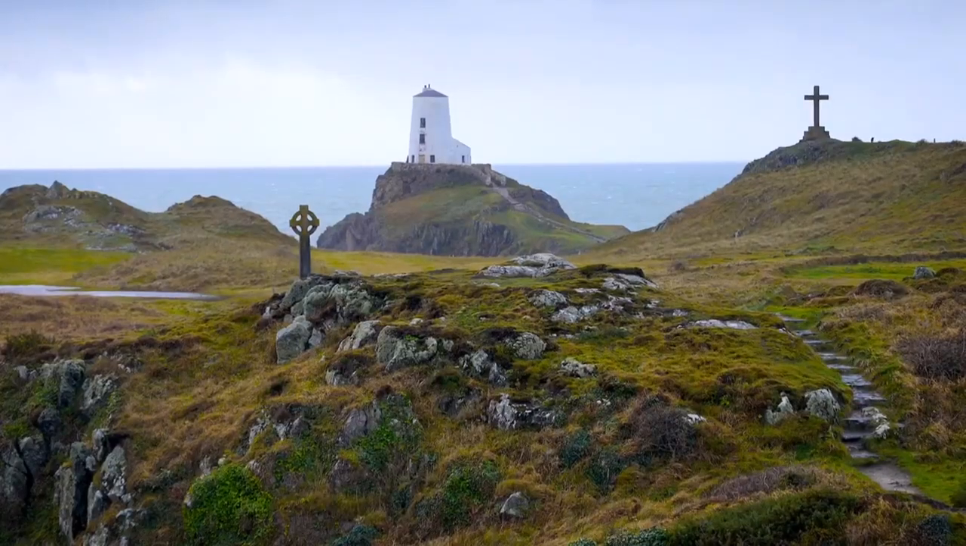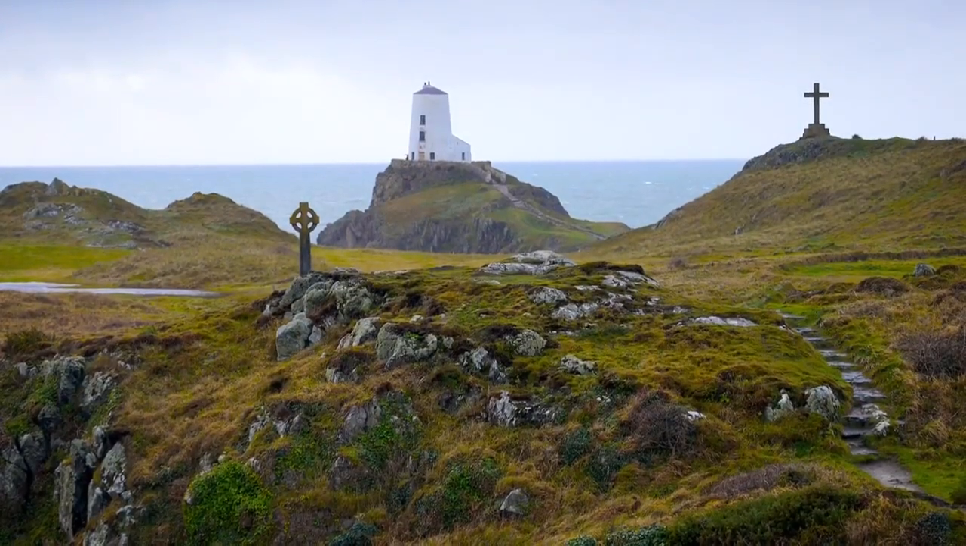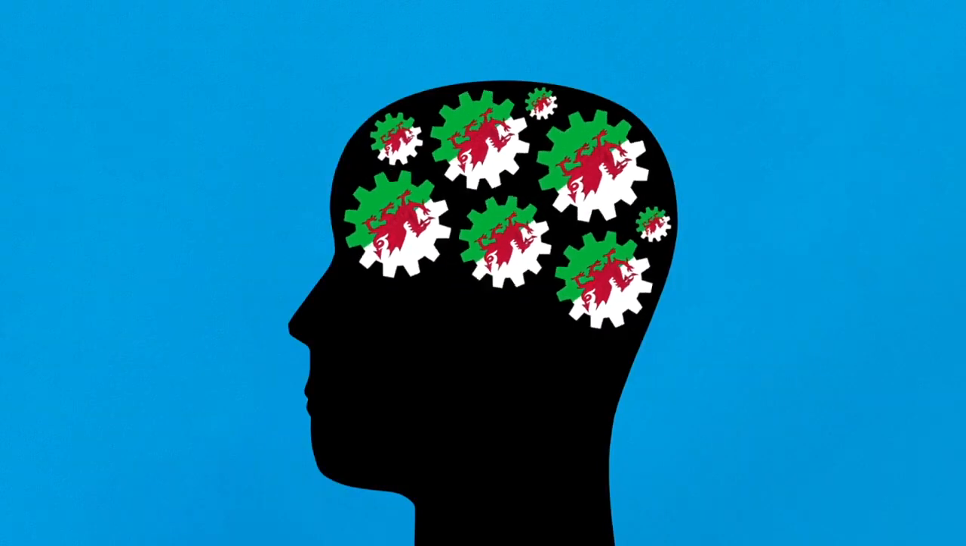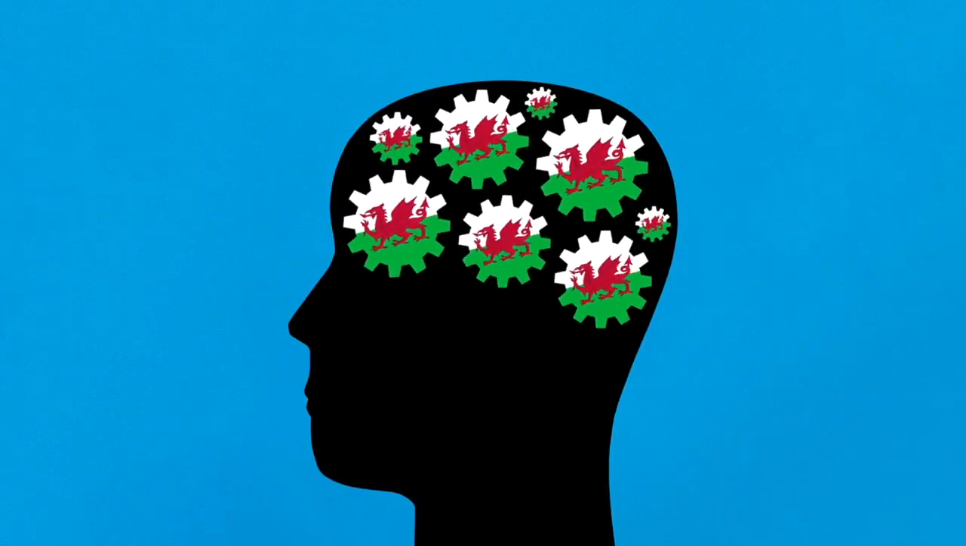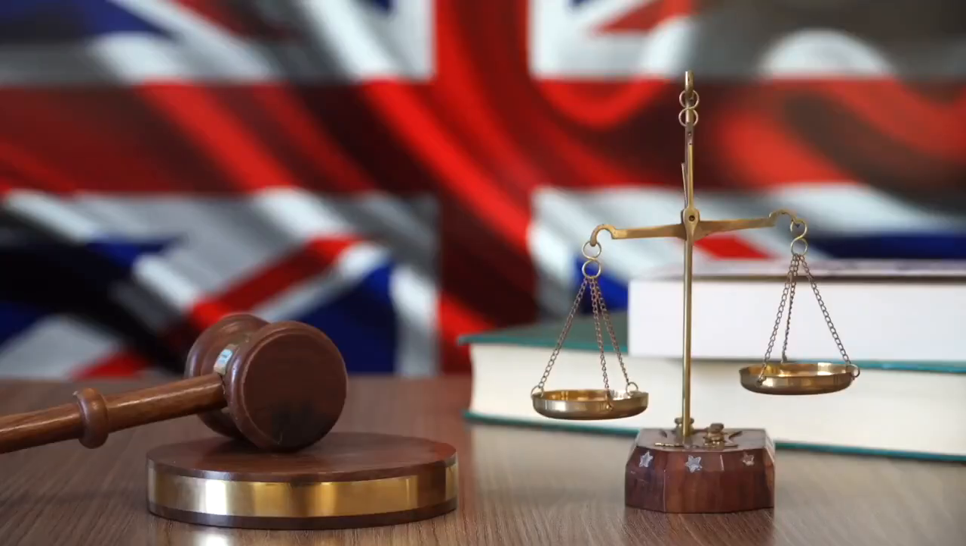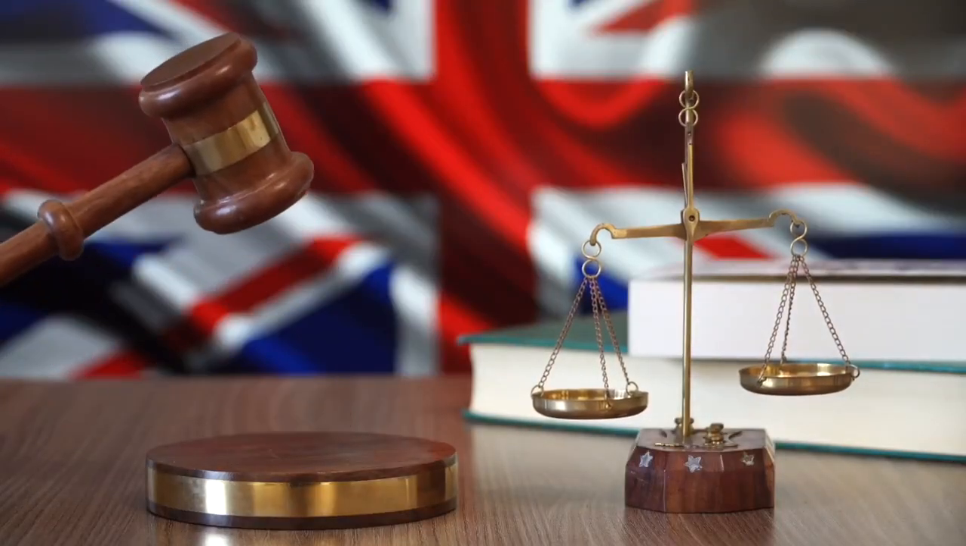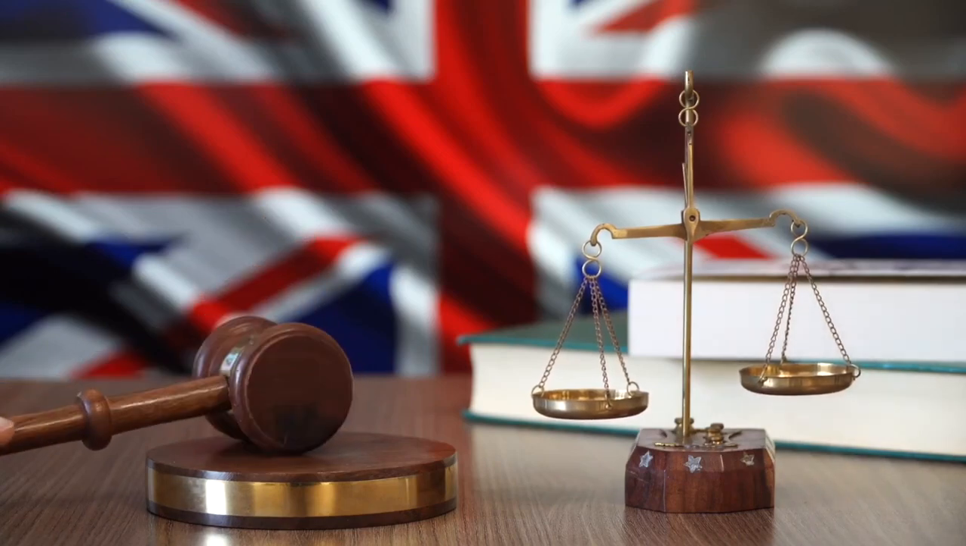Wales. Wales is located to the west of England on the island of Great Britain. It has its own language, Welsh, which is widely spoken alongside English. The capital of Wales is Cardiff. Wales became part of the Kingdom of England in 1536 through the Laws in Wales Acts.